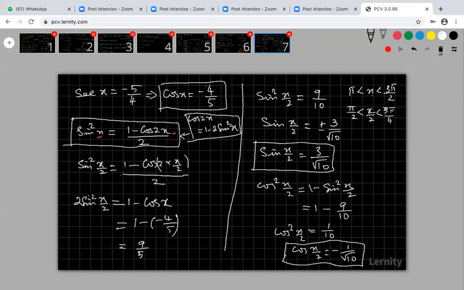Why? Because I know this. I want sin x by 2, but I know cos x. So this is the relation between sin x by 2 and cos x. Therefore, I'm using this identity, and applying it you will get sin x by 2. Once you get the sin x by 2, cos x by 2 is easy, 1 minus sin square. Your tan is also easy.